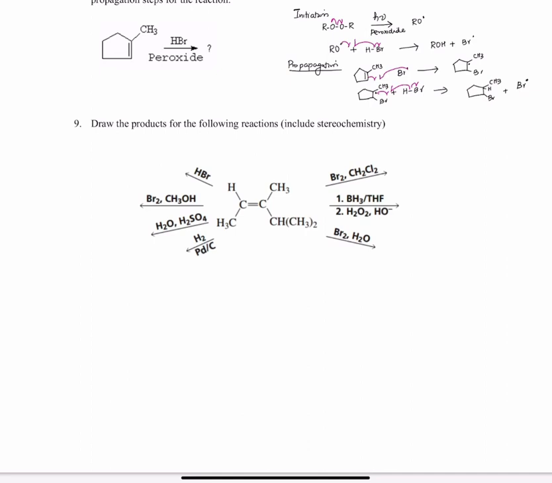Draw the products for the following reactions and also include stereochemistry. Now for this particular problem, what we are going to do is sort out the different reactions, put all the like things together. So let's find out what are the reactions that are going to lead to the formation of carbocation. This is going to lead to the formation of carbocation, which is hydrohalogenation, and this one is also going to lead to the formation of carbocation, right? So this is carbocation, and this is also carbocation. Are there any other reactions that are going to form the carbocation? No. And so whenever there is carbocation formation, it's always going to lead to the formation of a racemic mixture.